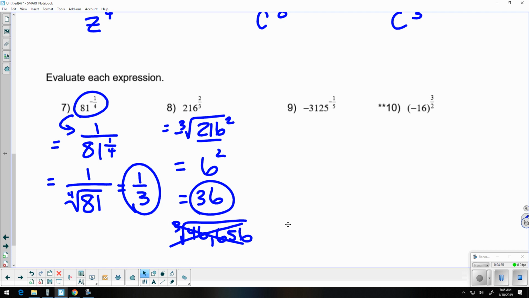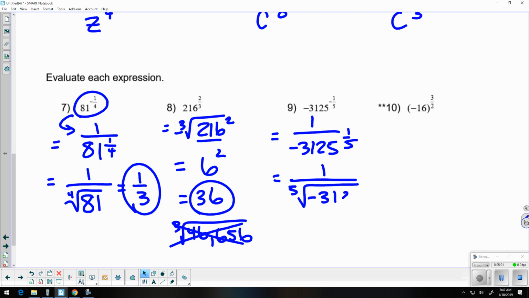Okay, number 9. Like I said, 9 is just like 7, got a negative exponent, so make it positive and move it downstairs. So you'd have 1 over negative 3125, but now to the positive 1/5. So just the exponent becomes positive. It's still a negative base, but now a positive exponent. So now what we're doing is 1 over the fifth root of negative 3125.